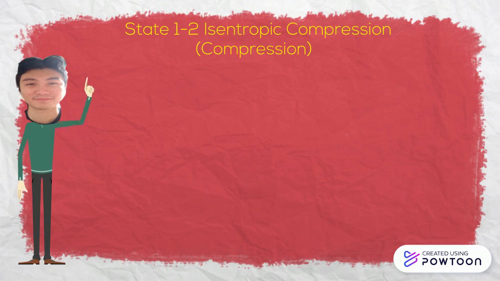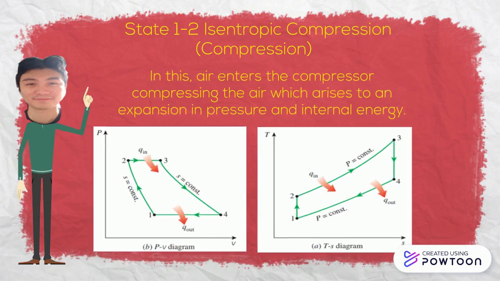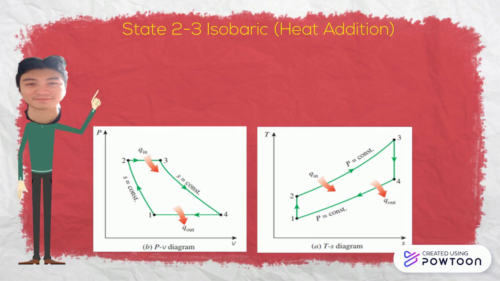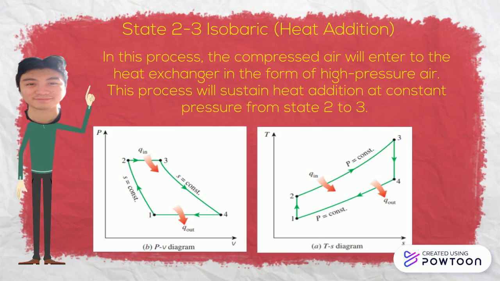State 1 to 2, isentropic compression. In this, air enters the compressor, compressing the air, which leads to an increase in pressure and internal energy. State 2 to 3, isobaric heat addition. In this process, the compressed air will enter the heat exchanger in the form of high pressure air. This process will sustain heat addition at constant pressure from state 2 to 3.